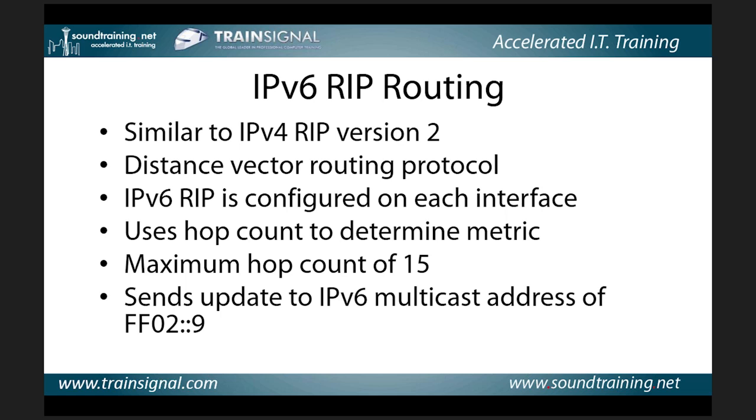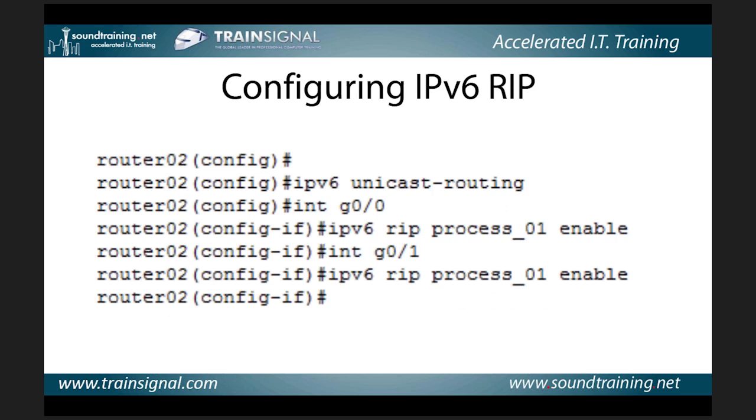We still use the hop count to determine the metric, and there's a maximum hop count of 15, so that means that RIP in IPv6, just like it was in IPv4, is really only useful in smaller networks. You may recall how RIP version 2 sent its routing updates to the multicast address of 224.0.0.9, and IPv6 RIP sends its update to the IPv6 multicast address of FF02::9. So here's how we configure IPv6 RIP, and I've got the slide, and then I'm going to go in and demo it for you.